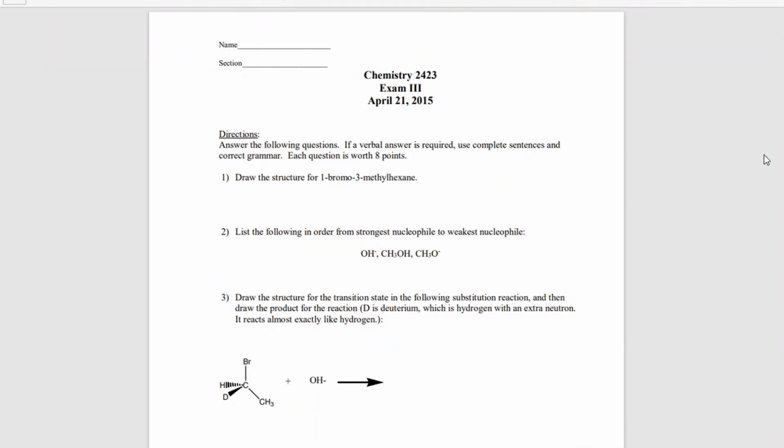Welcome to our Exam 3 review for Organic Chemistry 1. In particular, this is going to focus on Gilchrist's upcoming exam that is going to be over mechanisms and nucleophiles and SN1, SN2, and all that kind of jazz. So, you ready to get into this?